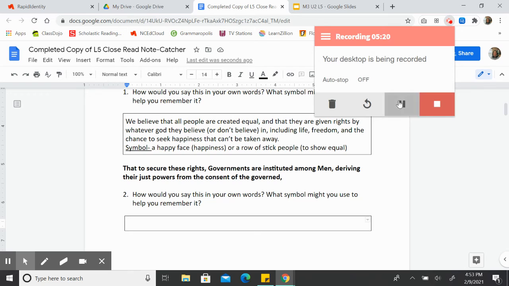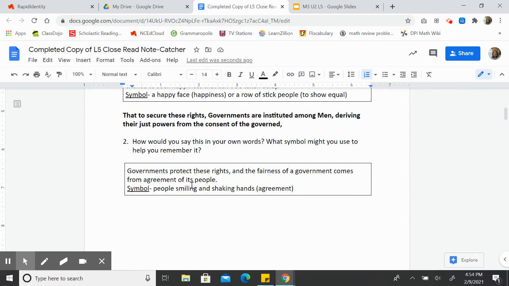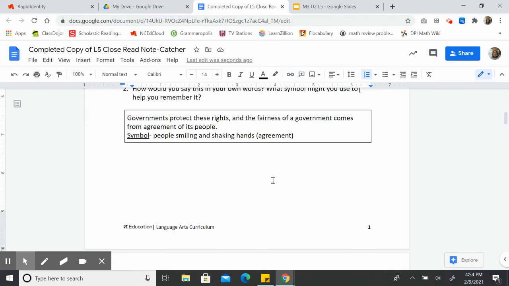61. Okay, so for this one, I wrote, and maybe you have something similar, that governments protect these rights, and the fairness of the government comes from agreement of its people. What symbol might you use to help you remember this? Maybe you remember people smiling and shaking hands.